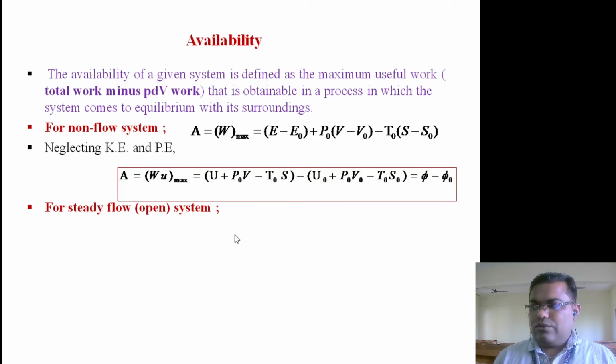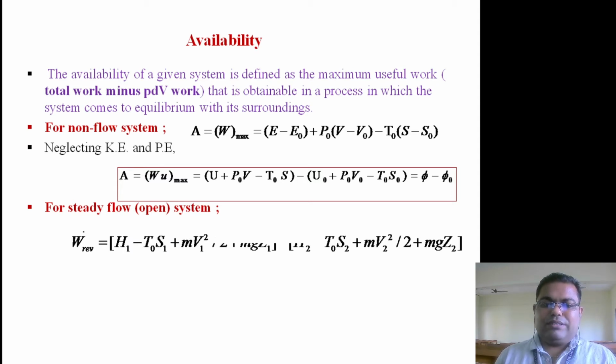For a steady flow open system, as there is no displacement of the boundary, enthalpy and temperature need to be taken into consideration. So we can write the maximum work or reversible work as H1 minus T naught S1 plus kinetic energy plus potential energy. The same terminologies are used here. If we neglect kinetic energy and potential energy, we are left with only H1 minus T naught S1. This is one function, and H2 minus T naught S2 is another function.